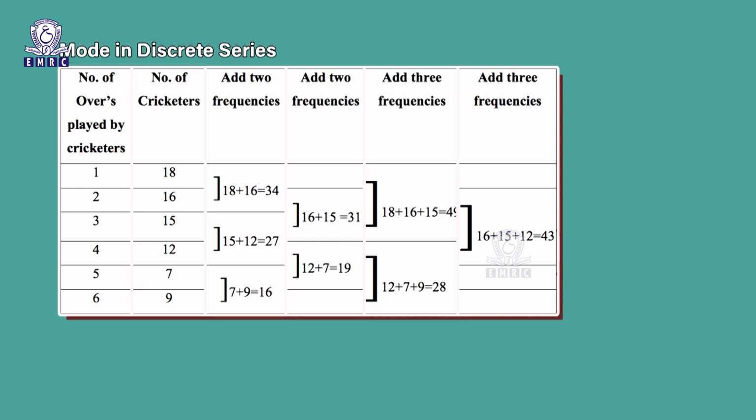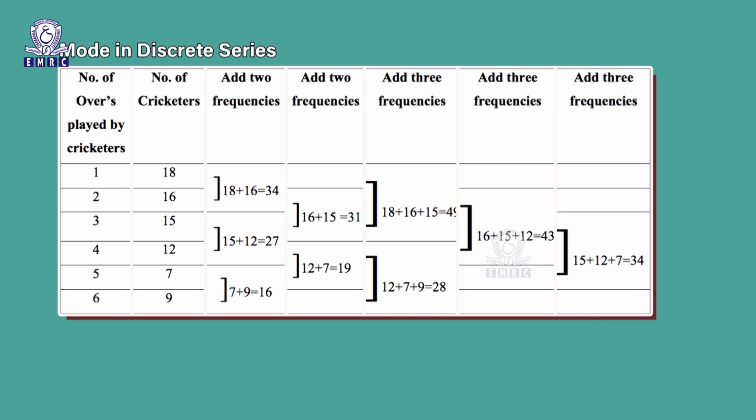In the seventh row, again, instead of omitting the first one, we are going to omit 2 frequencies and then add the other 3. We are going to omit 18 and 16 and add 15 plus 12 plus 7, that is equal to 34.